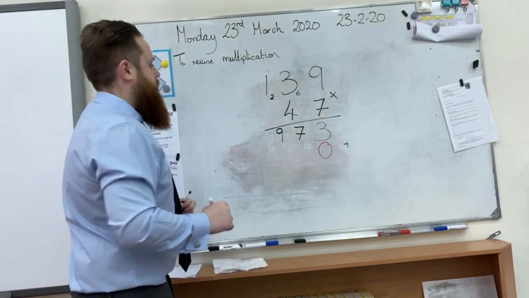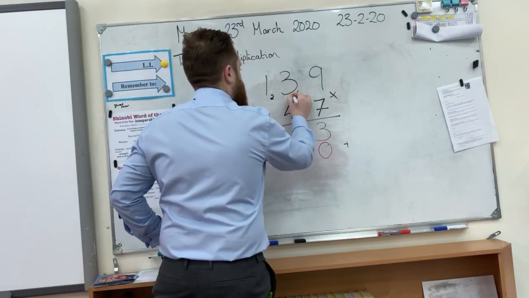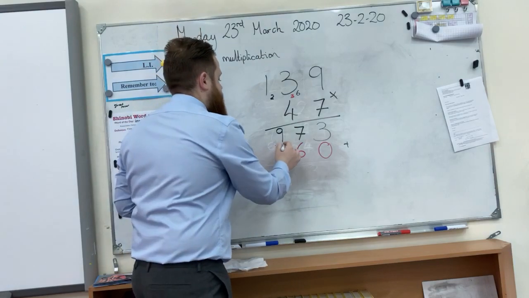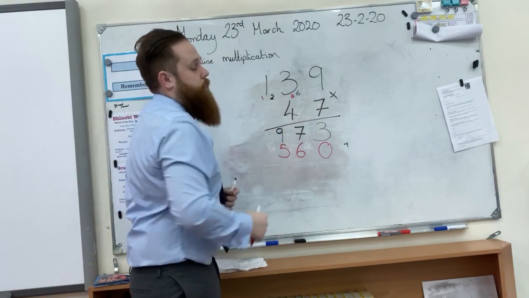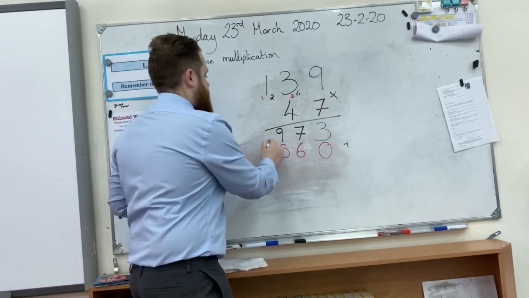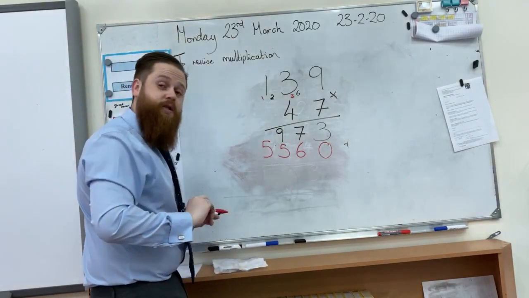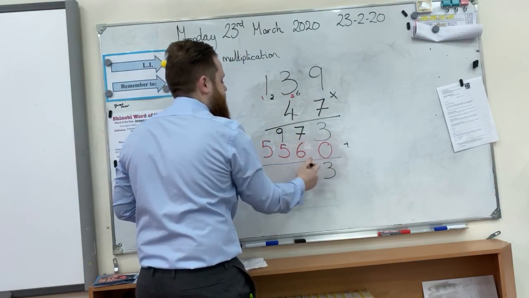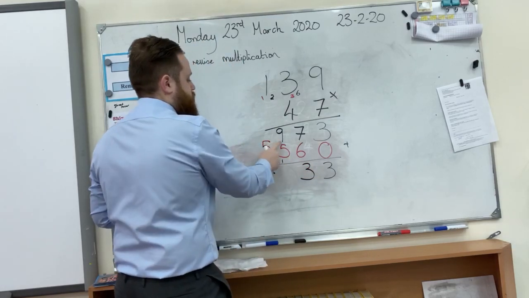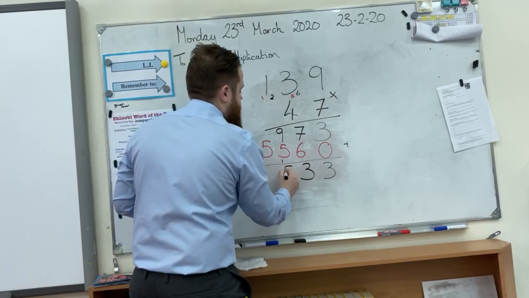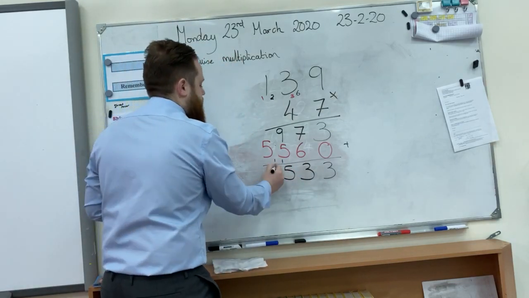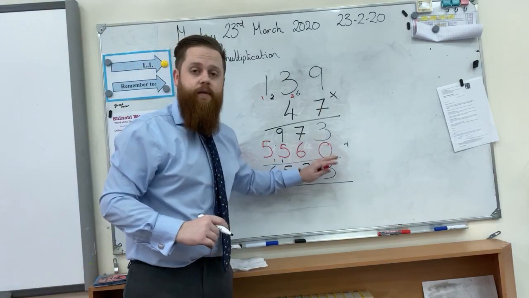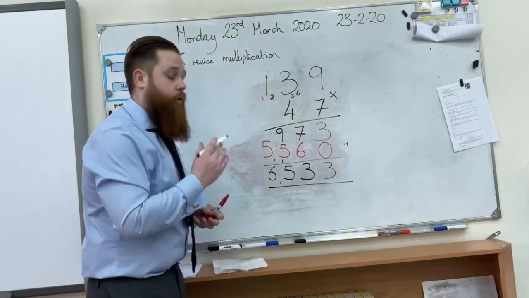4 times 9 is 36. 4 times 3 is 12, plus my 3 is 15. 4 times 1, 4, plus 1 is 5. Again, my final step, add them together. 3 plus 0 is 3. 7 plus 6 is 13. 9 plus 5 is 14, plus my 1 is 15. And 5 plus 1 is 6. Giving me a total answer of 6,533. Hopefully you got that right answer as well.